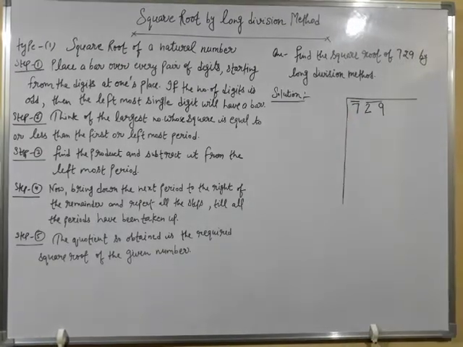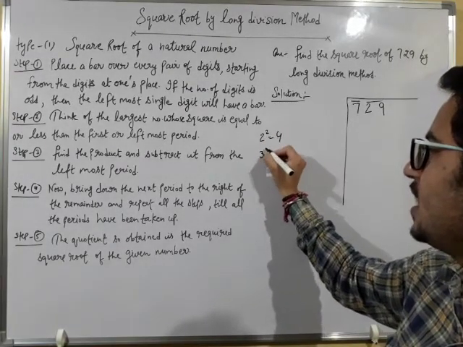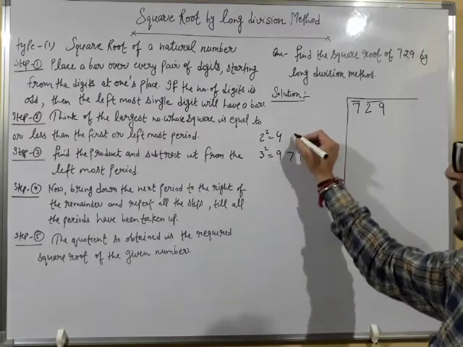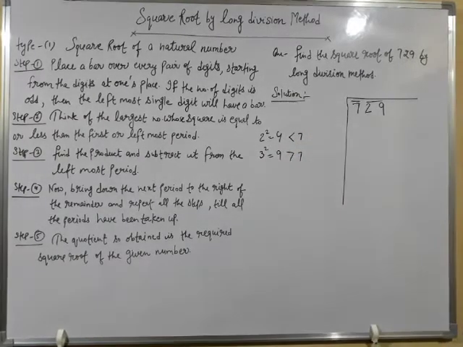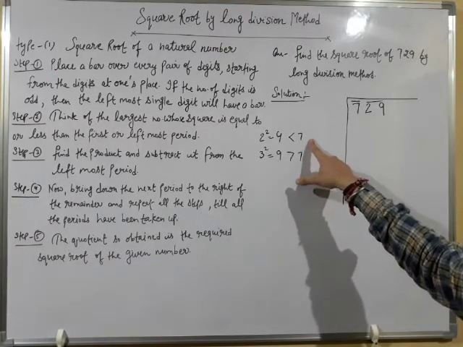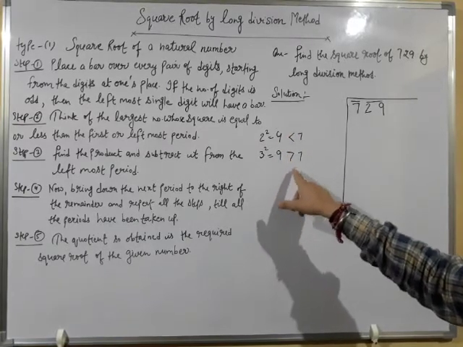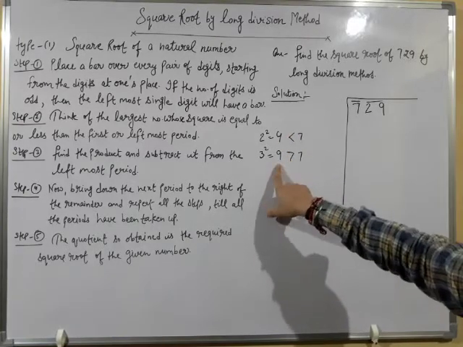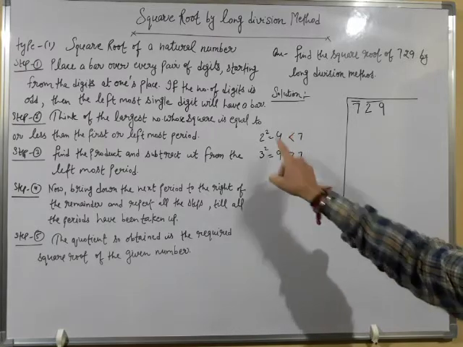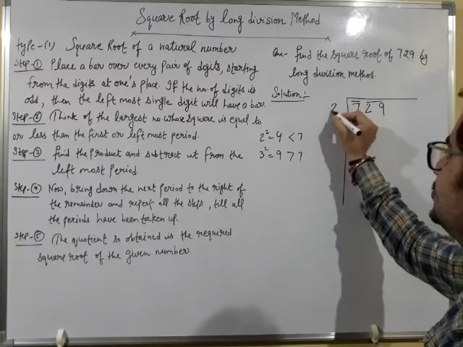Square of 2 is equal to 4 and square of 3 is equal to 9. 9 is greater than 7 and 4 is less than 7. So as we do in our general division, we will select 4. We can't go for 9 because 9 exceeds 7. So we will go for 4. So 2 square is 4. So we will divide 7 by 2 square.